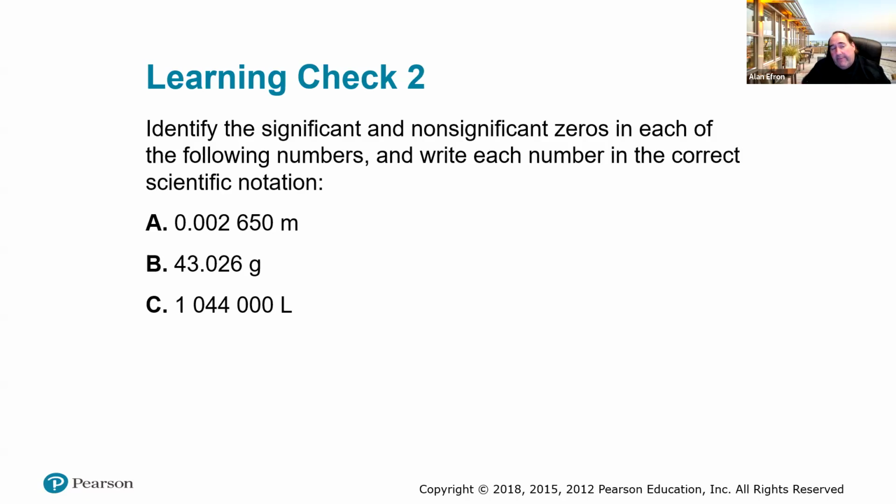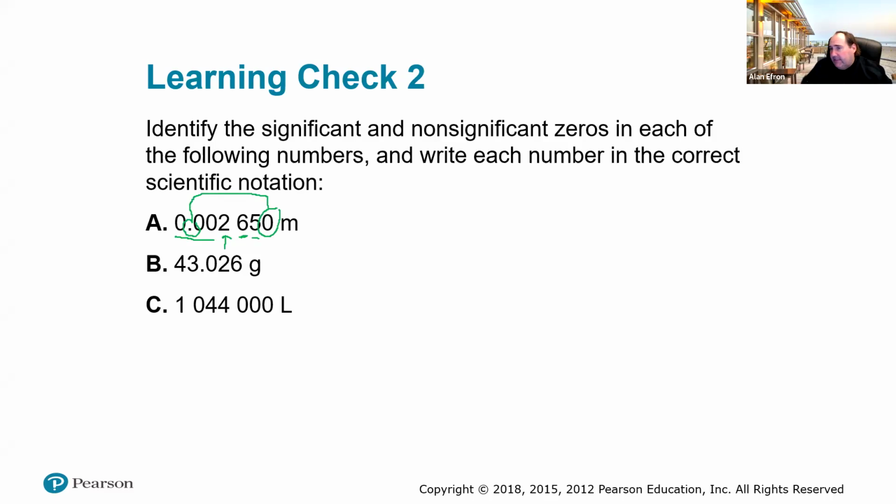So again, we're going to start left to right, and we're going to go until we hit the 2, and that 2 is again where we should start. And the 6 is significant. That's significant. So that leaves us this 0 at the end. Is it significant? And hopefully you came to the determination that it is, because there is a decimal point in that number. So those leading zeros before the 2 are not significant.